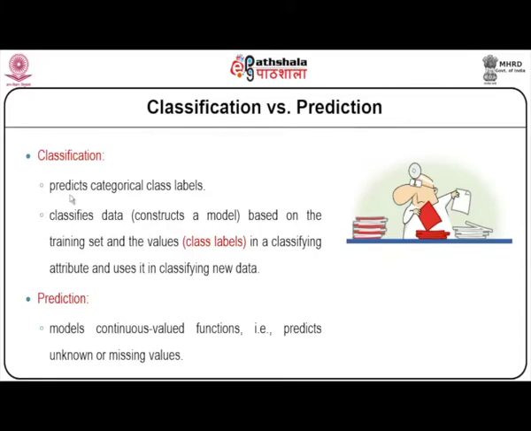this particular data. Likewise, the other group classifies data based on a training set, thereby we construct a model and the values in the classifying attribute, and use it in classifying new data, whereby we create a new class label. Whereas, prediction models use continuous valued functions, that is, it predicts unknown or missing values.